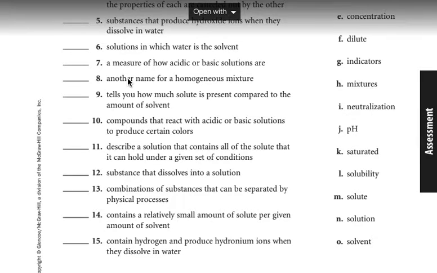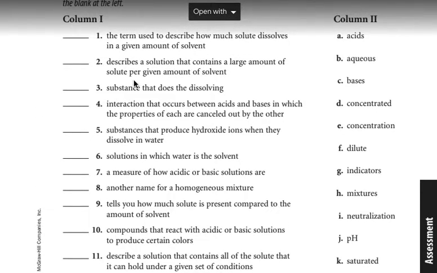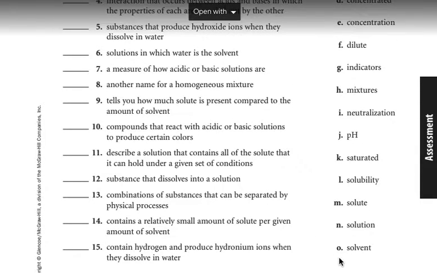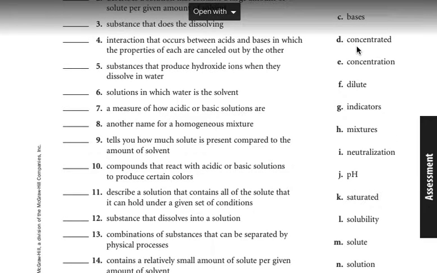Number 8, another name for a homogeneous mixture. Homogeneous means that it is the same throughout. That would be another name for a solution. Number 8 is N, a solution. Number 9 tells how much solute is present compared to the amount of solvent. This is going to be not concentrated, but E, concentration. So when it has a high amount of something, we can say it's concentrated. When you're trying to just measure the comparison between those two, it's called concentration.